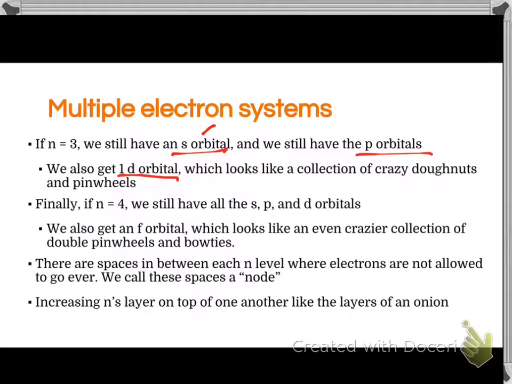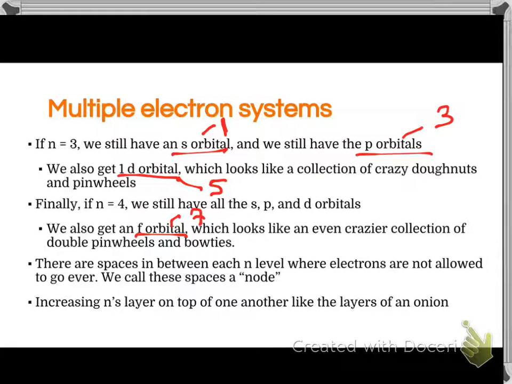Now, the s orbital has just 1 shape. The p orbital had 3. And as we keep going on, we add another 2 shapes to it. So the d orbitals have 5. When we go down one more period into period 4, there's something called the f orbitals, which have 7 different shapes. I don't expect you to remember the shapes for the d and the f orbitals, but I do expect you to remember that there are 5 d orbitals and 7 f orbitals.